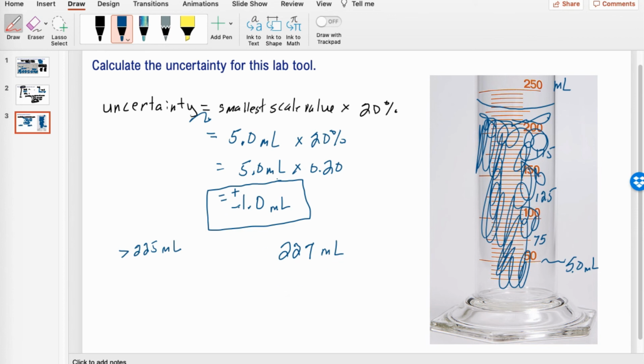Okay. Now, let's think about this for a second. If we know for this tool the uncertainty is plus or minus 1 milliliter, if you wrote 226 milliliters, give yourself a point, because the range was plus or minus 1 milliliter. There's a possibility that you may see it as being just a little bit lower than what I'm seeing it. There's also a possibility that you might think 228 milliliters. It's possible. I would not necessarily choose that one.